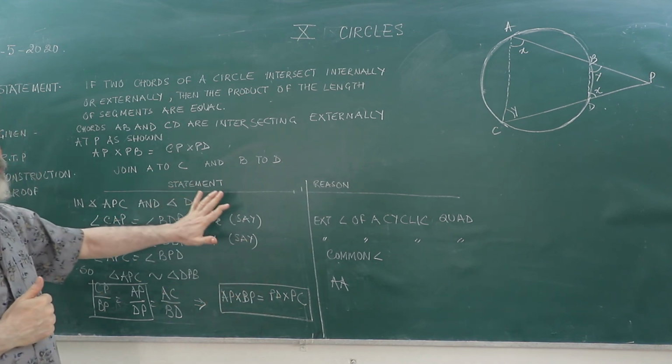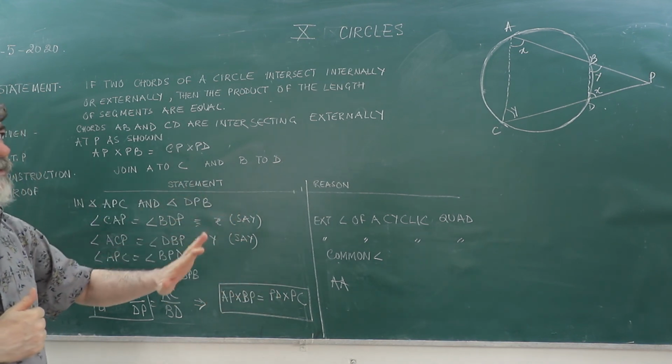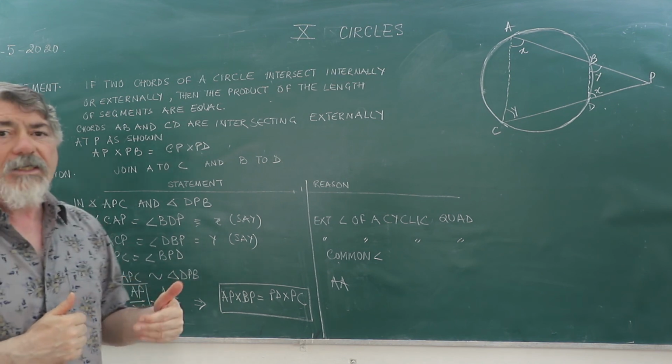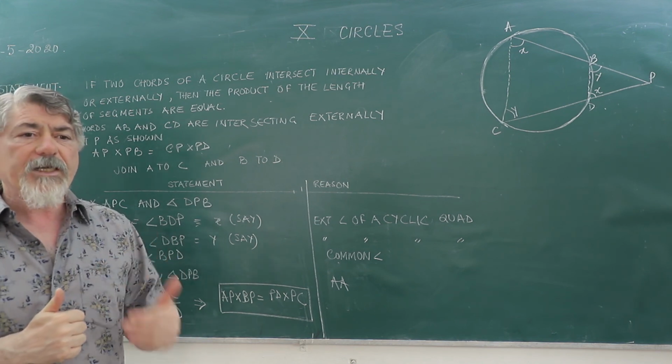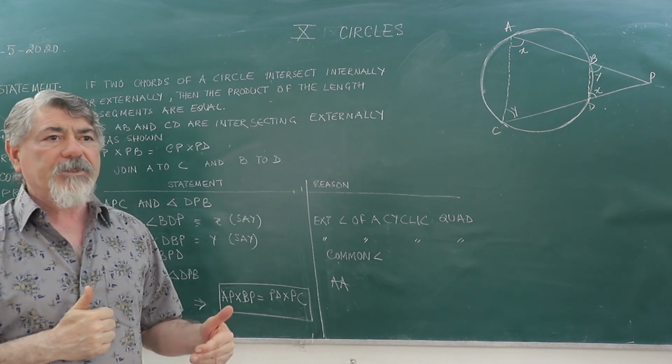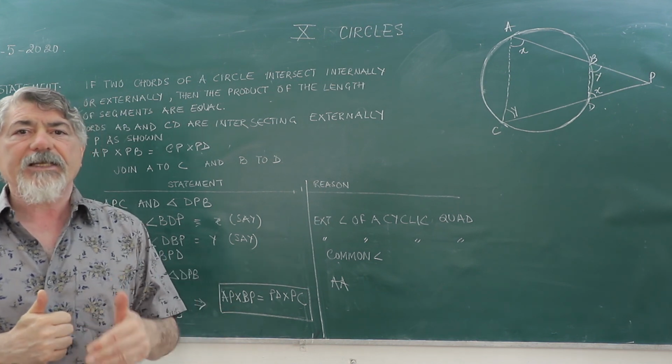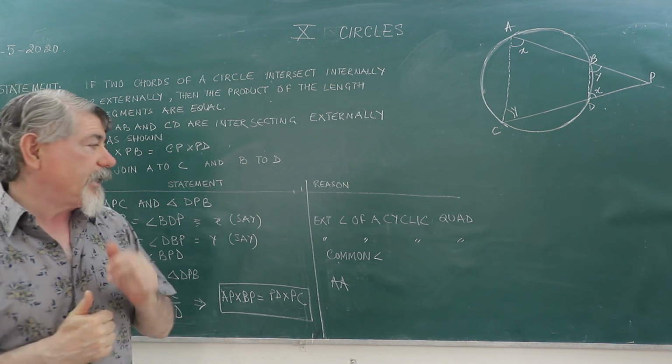We need to prove only two angles, but we prove generally all the three angles. When two angles are equal, then the third angle of the triangle will automatically become equal by the property that the sum of the interior angles of a triangle is always equal to 180 degrees.